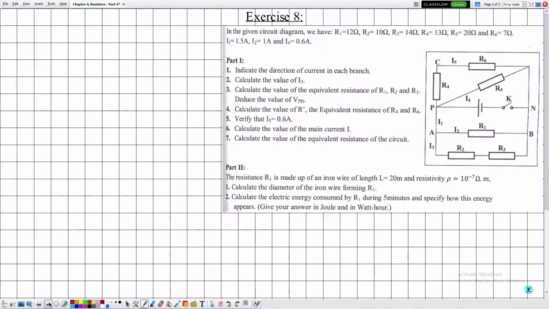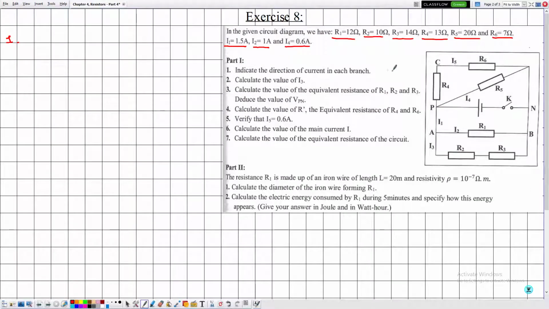Now let's solve the following exercise, which is exercise number 8. They are telling us in the given circuit diagram we have R1, R2, 3, 4, 5, and 6. We have the value of I1, the value of I2, the value of I4. As I have mentioned previously, the trick in solving such exercises, although they seem complicated, is that they are straightforward whenever we represent the different electric circuits, calculate the equivalent resistance, and represent the traversing current and the applied voltage.